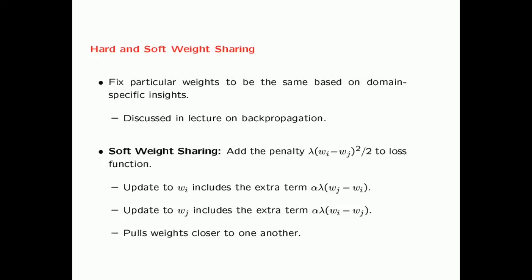What's going to happen is that when you work out the details of backpropagation and you add the effect of the soft weight sharing, the update to wi will include this extra term alpha lambda (wj minus wi), and the update to wj will include this extra term alpha lambda (wi minus wj). The effect of these extra terms is that they will tend to pull the weights closer to one another, and how aggressively it pulls depends on how large a value of lambda you pick. That's your regularization parameter. In general, hard weight sharing is more common than soft weight sharing, and we will discuss several examples of this in later lectures.